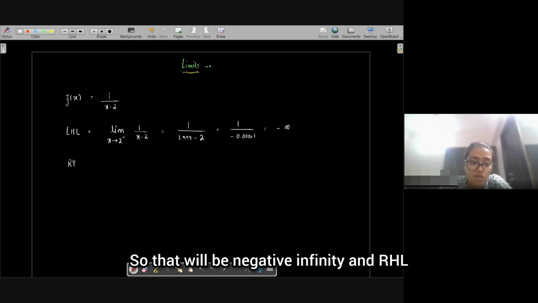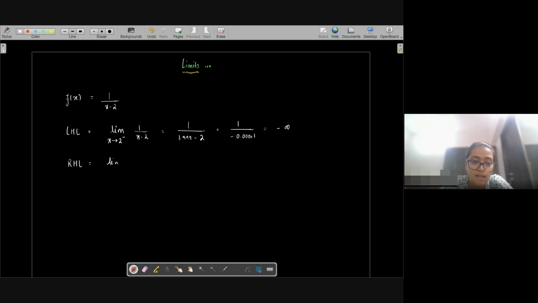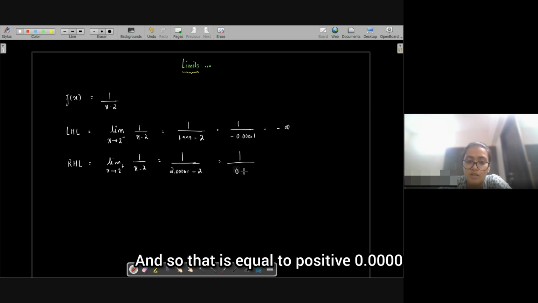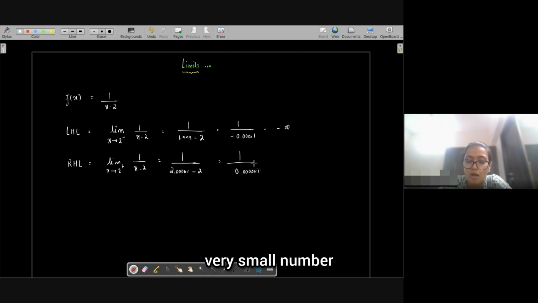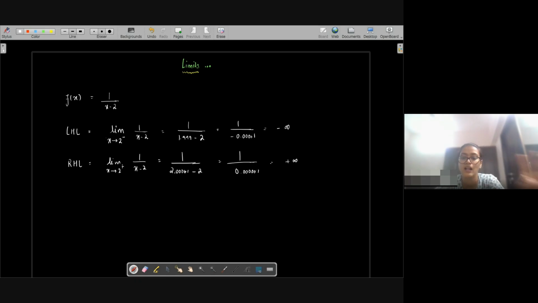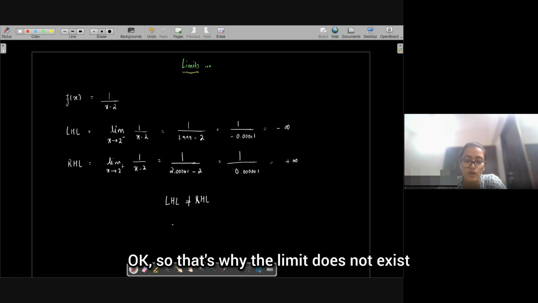And the RHL, the right hand limit, will be the limit as x approaches 2 plus. 2 plus means 2.00001. So this will be 1 over 2.00001 minus 2, and so that is equal to a positive, very small number 0.00001. So this will be positive infinity. And so you will say that the left hand limit and right hand limit are not the same. Okay, so that's why the limit does not exist.